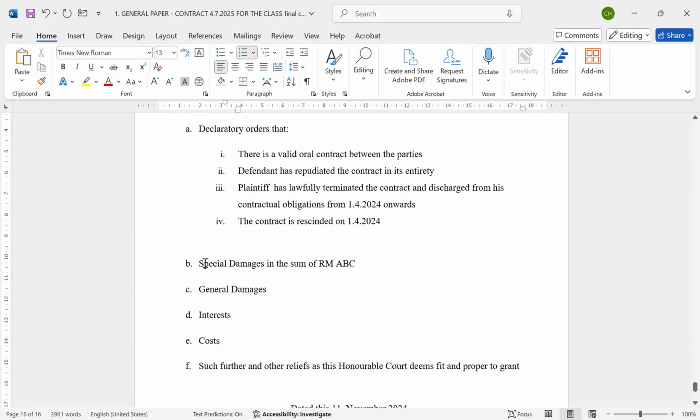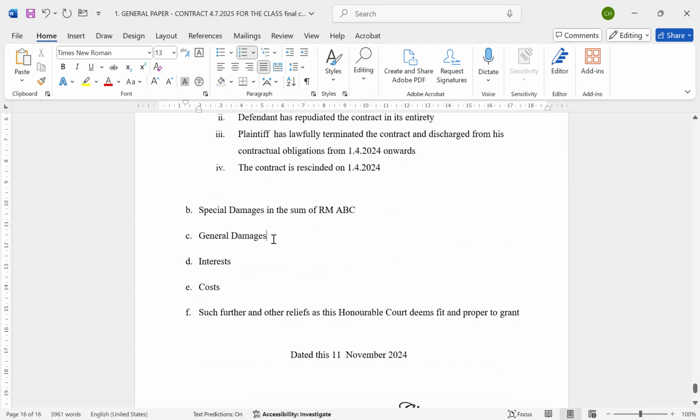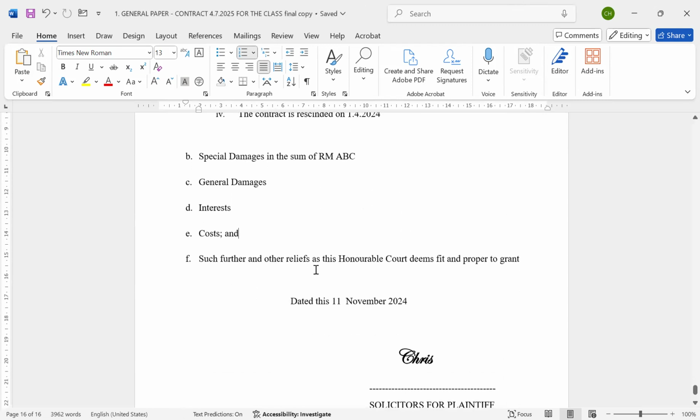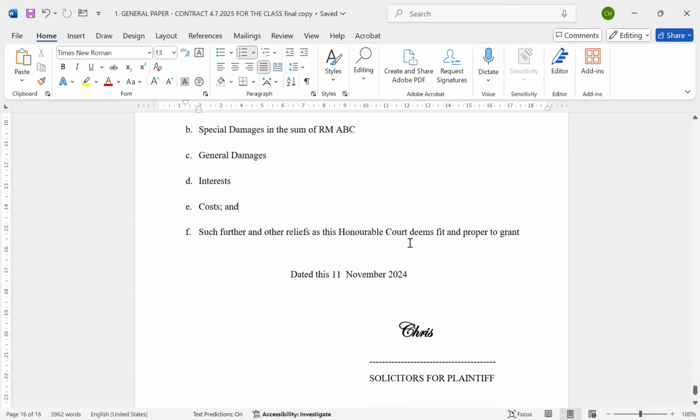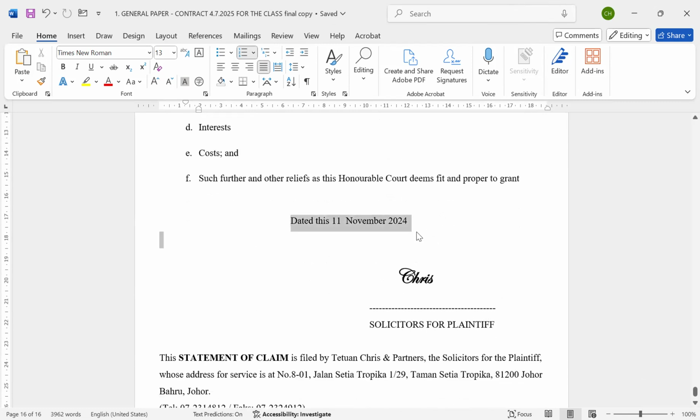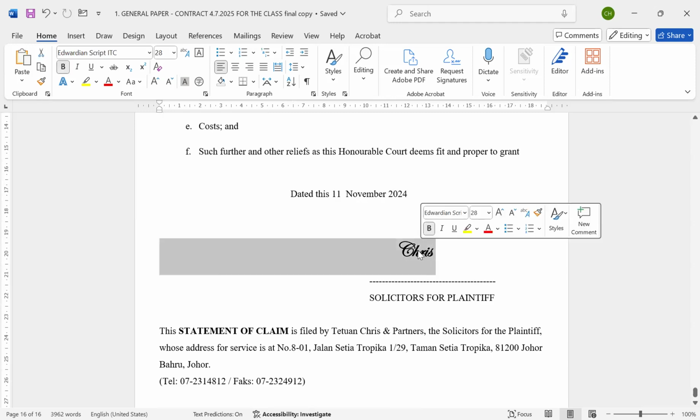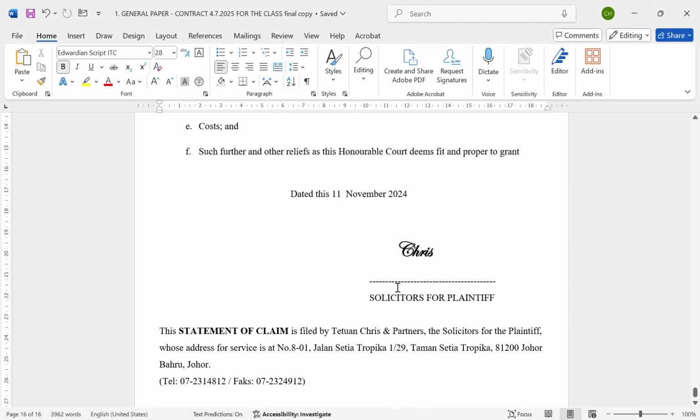Okay. Subsequently, second heading of the prayer, you said special damages, how much? General damages, interest, cost, and such further and other relief as this honorable court deems fit and proper to grant. And this one, please put a date, don't leave it empty. Put the examination date, please. Okay, then you sign. Sign, you must sign, you don't leave empty.